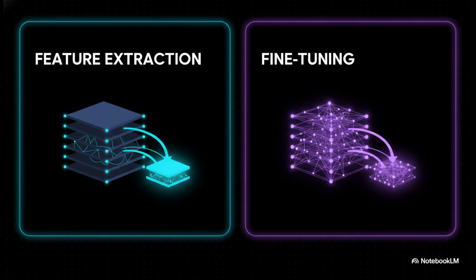But if your target dataset represents a major structural shift, you have to use fine-tuning. That means carefully continuing to train all layers with a very small learning rate. It's slower, but it's absolutely critical for complex dataset shifts.